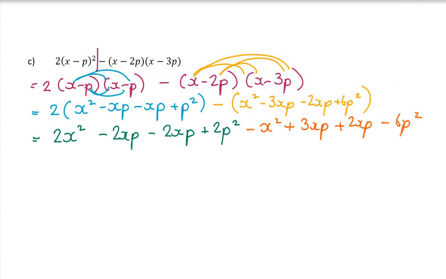And so finally I have a whole bunch of like terms. I've got 2x squared, take away an x squared, which is x squared. I've got minus 2xp plus 3xp plus 2xp, so I get plus 1xp, and then 2p squared minus 6p squared is minus 4p squared. Now that would again be worth a lot of marks, and in a test it might look quite overwhelming, but don't forget to just break it down into terms and slowly chip away at simplifying each term.